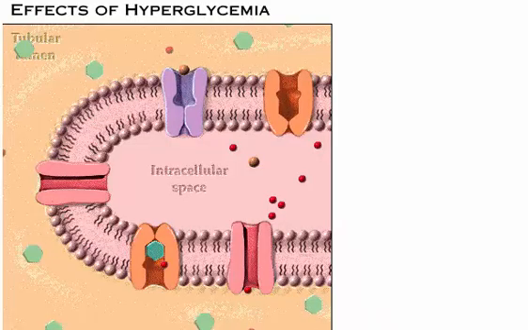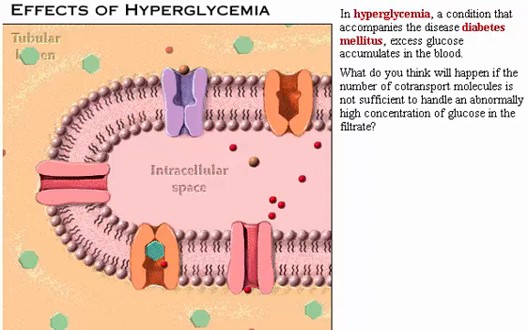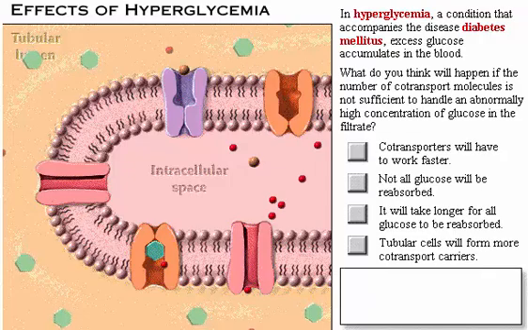Glucose is vital to the body's normal functioning. However, in hyperglycemia, a condition that accompanies the disease diabetes mellitus, excess glucose accumulates in the blood. What do you think will happen if the number of cotransport molecules is not sufficient to handle an abnormally high concentration of glucose in the filtrate? Click the box next to the correct answer.